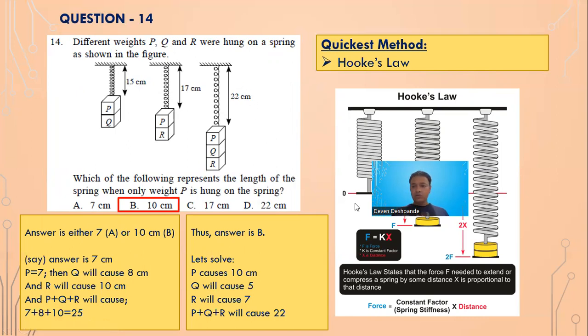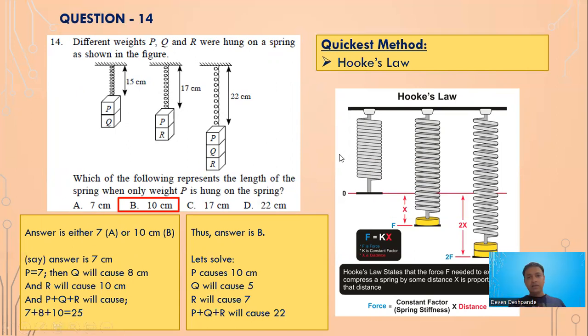So what is Hooke's law? Again, Hooke's law is when you hang a weight, the spring will be extended by the force. The force is F equals K times X, where K is the constant factor and X is the distance.